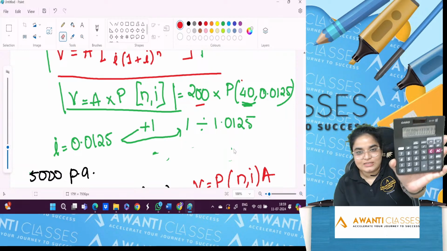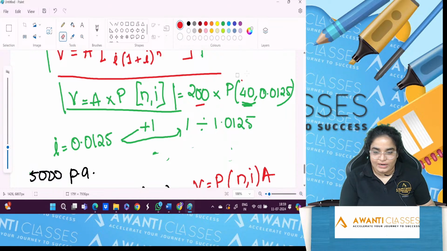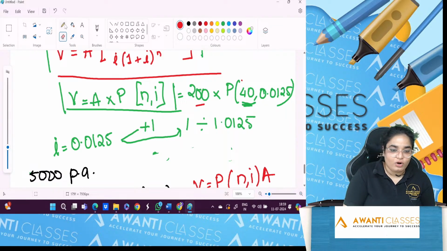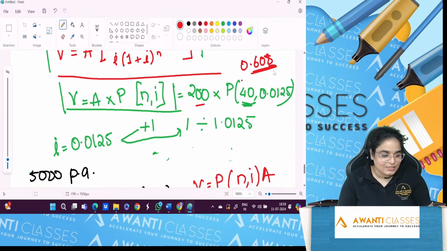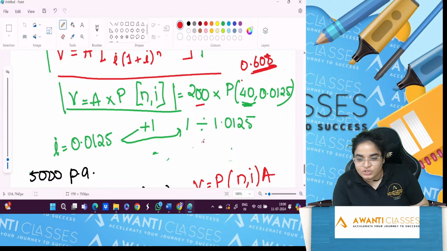When you are getting 0.608, after doing this 40 times, you will get what? 0.608. That means 40 times. Okay, press the GT. How much? 31.326 something are you getting?